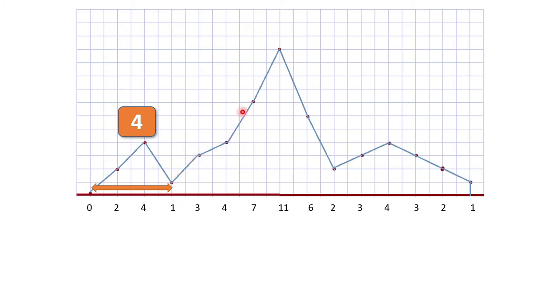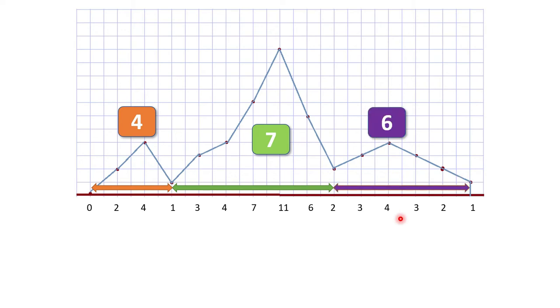This is going up, going up, going up, and it is coming down. Okay, so from 1 to 2 it is forming another mountain with the length of 7. Then from here it is going up, then coming down and coming down. So this is also a proper mountain in this case, and the length of the mountain is 6. So our answer will be 7, because this is the mountain which has the highest length.